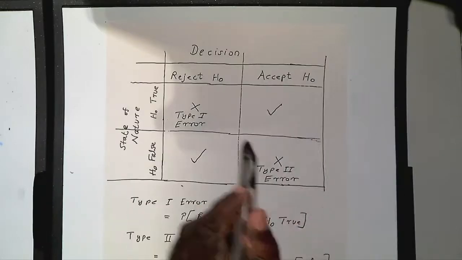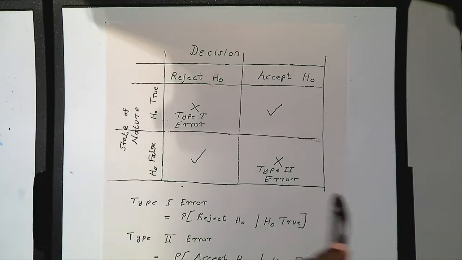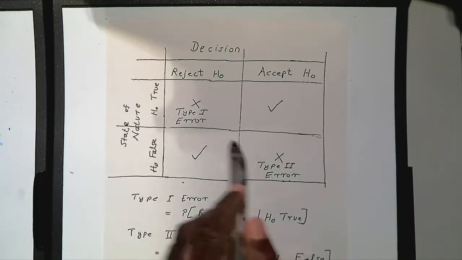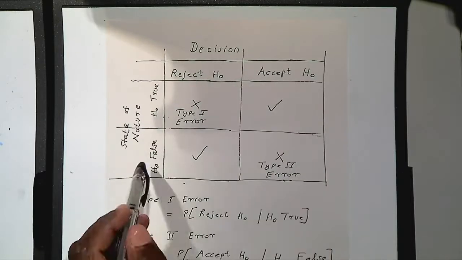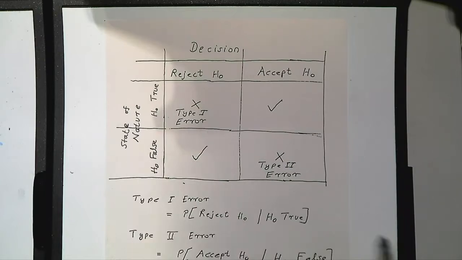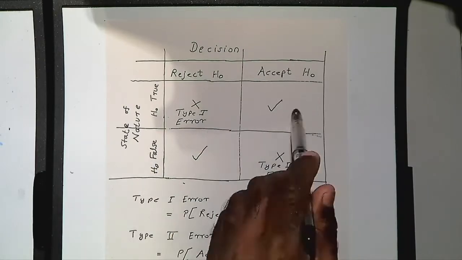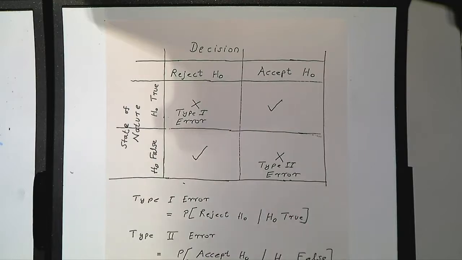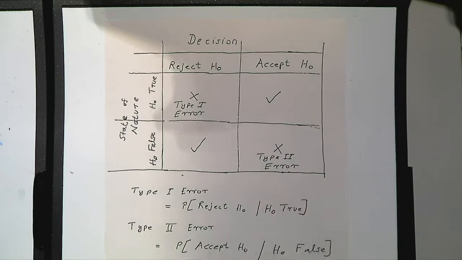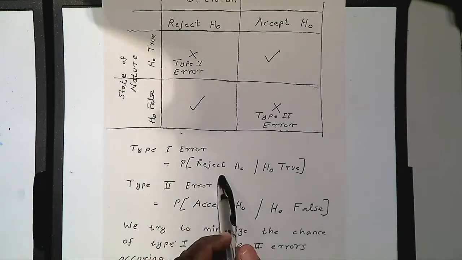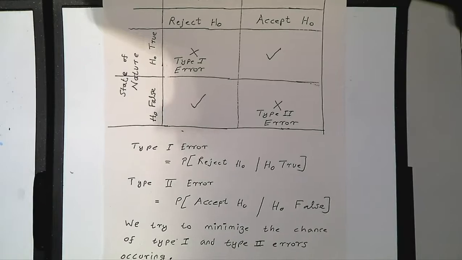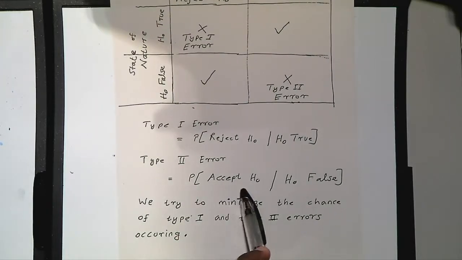So if you look at this box here, there are four possible outcomes, right? H0 is true and reject H0. H0 is true and accept H0. H0 is false and reject H0. H0 is false and accept H0, right? And of these four outcomes, two of them are correct and two of them are not correct. And this one is known as the type 1 error, and this one is known as the type 2 error, right? So type 1 error is the probability of rejecting H0 when H0 is true, and type 2 error is the probability of accepting H0 when H0 is false.